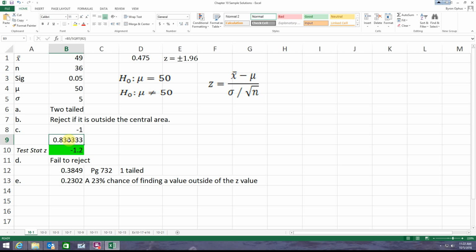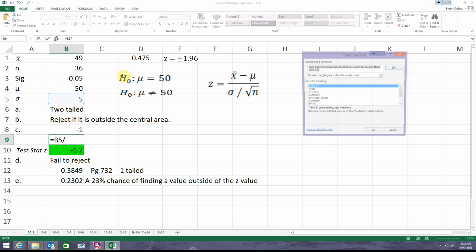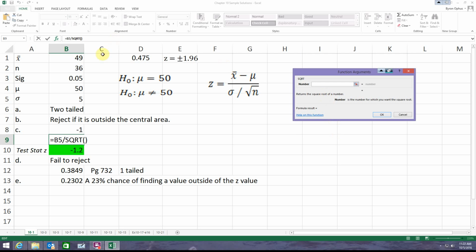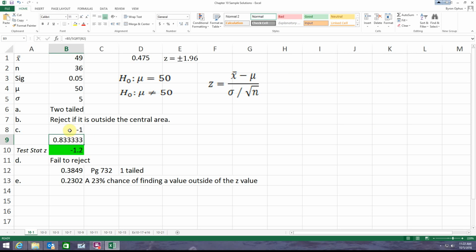Okay, but we can do it the longer way, because it won't always be that easy. Divided by the square root of this number. So I get 0.833333, but it's my minus 1 then divided by that, right? So my test stat is equal to this divided by this. Okay, so now the question is, I came up with a minus 1.2.